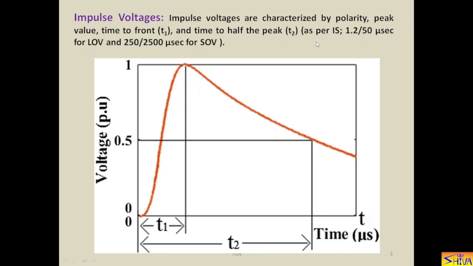And as per Indian standard, for lightning over voltage, it is 1.2 by 50 microsecond wave, and for switching over voltage, it is 250 by 2500 microsecond impulse wave.